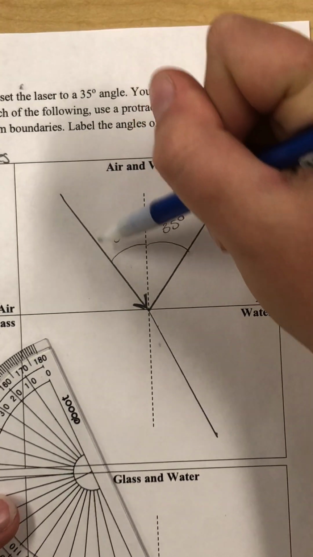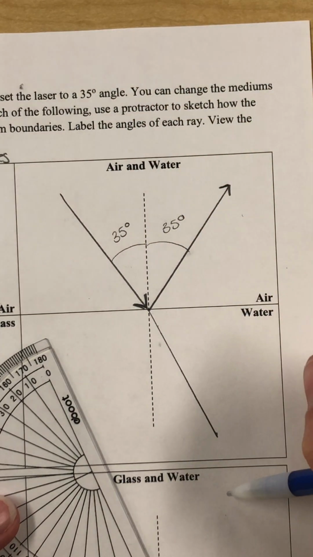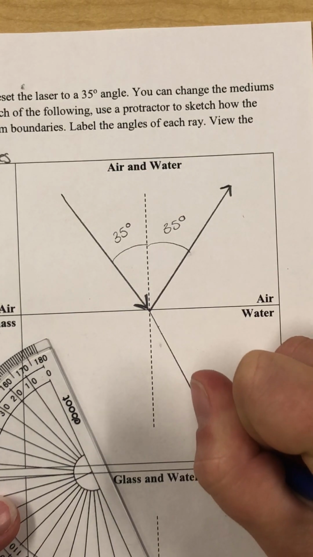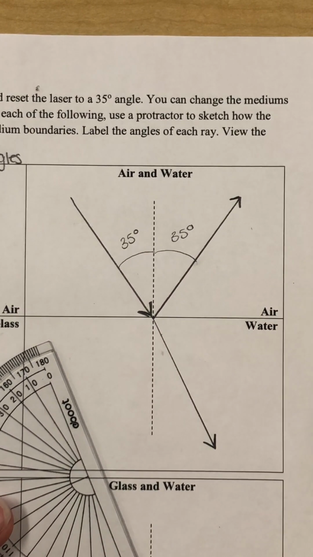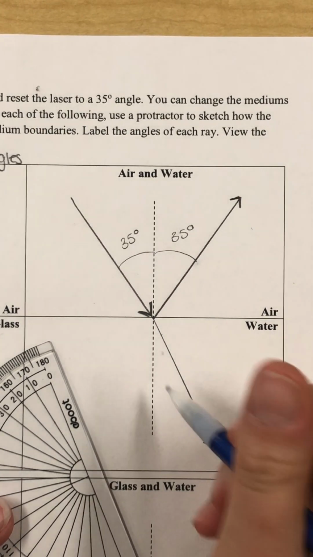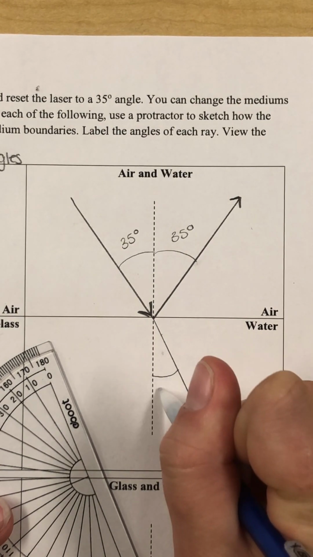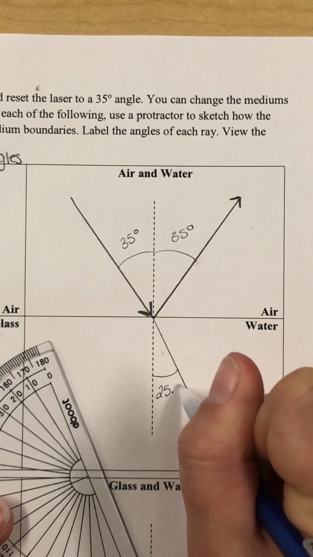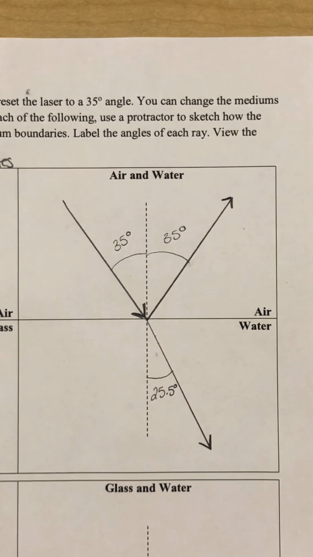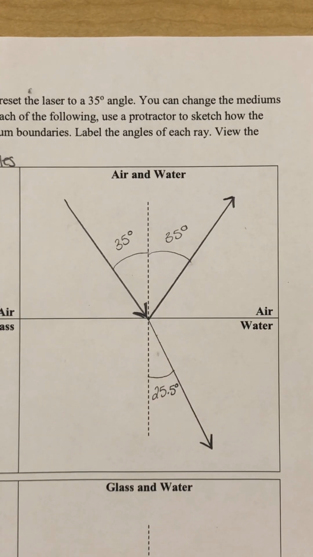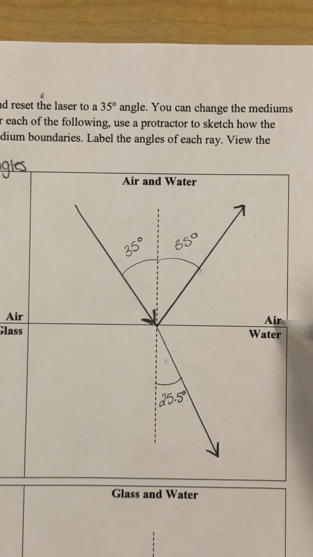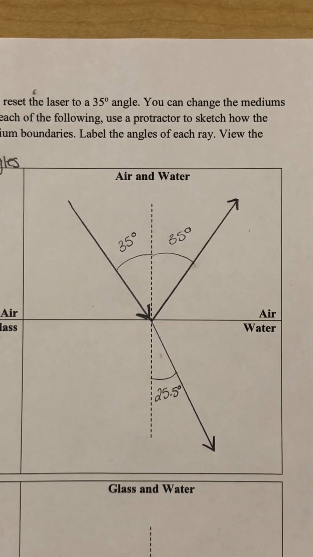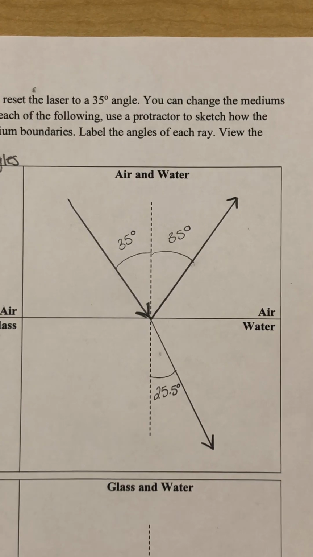Since it's passing through air into the water, we're going to have an arrowhead pointing down because it's moving away from the boundary. Label our angle 25.5 degrees, and here is your sketch for the upper material being air, lower material being water. Go on and complete the rest of the examples. Be sure to use your protractor.